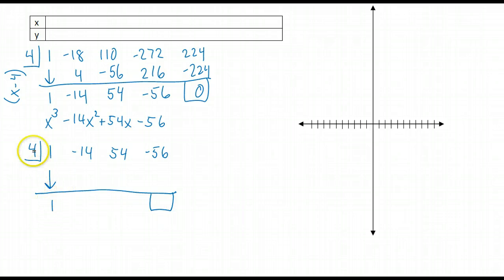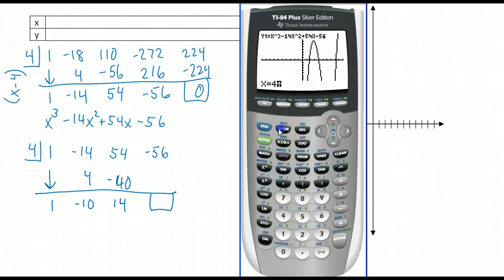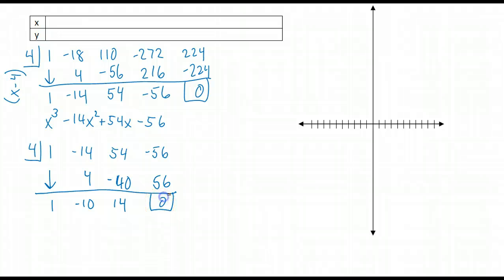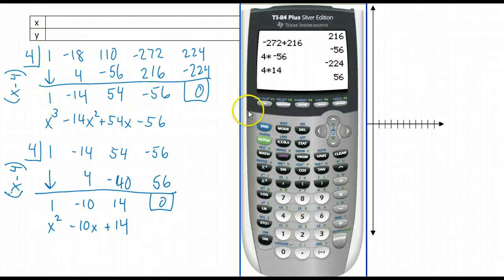Drop down the 1, multiply, add, multiply, add, 4 times 14, add. Good, I got 0 for a remainder. So 4 is a 0 of this function, which means that x minus 4 is a factor. And I'm left with x squared minus 10x plus 14. So I'm going to graph this function.